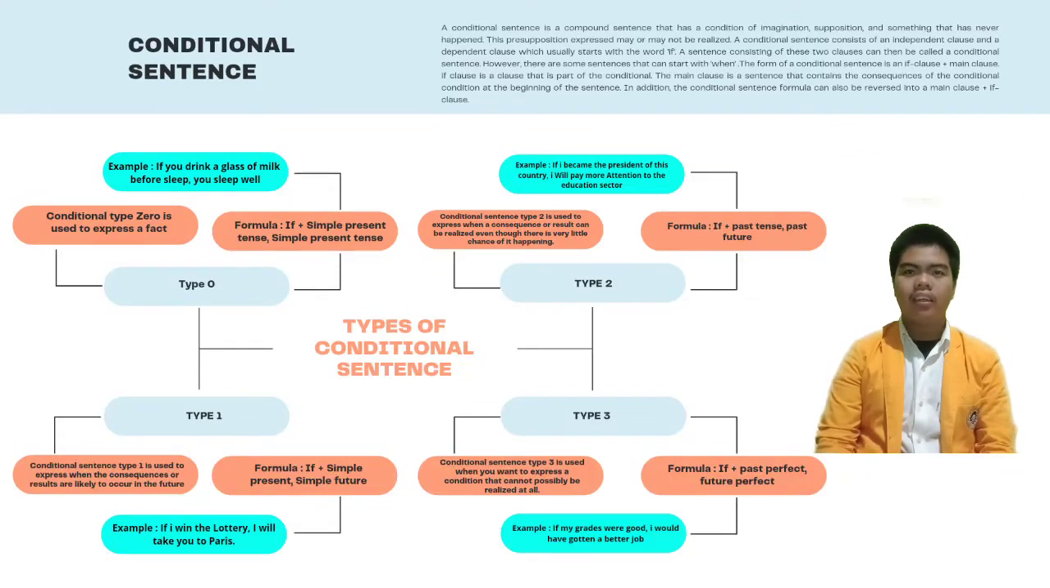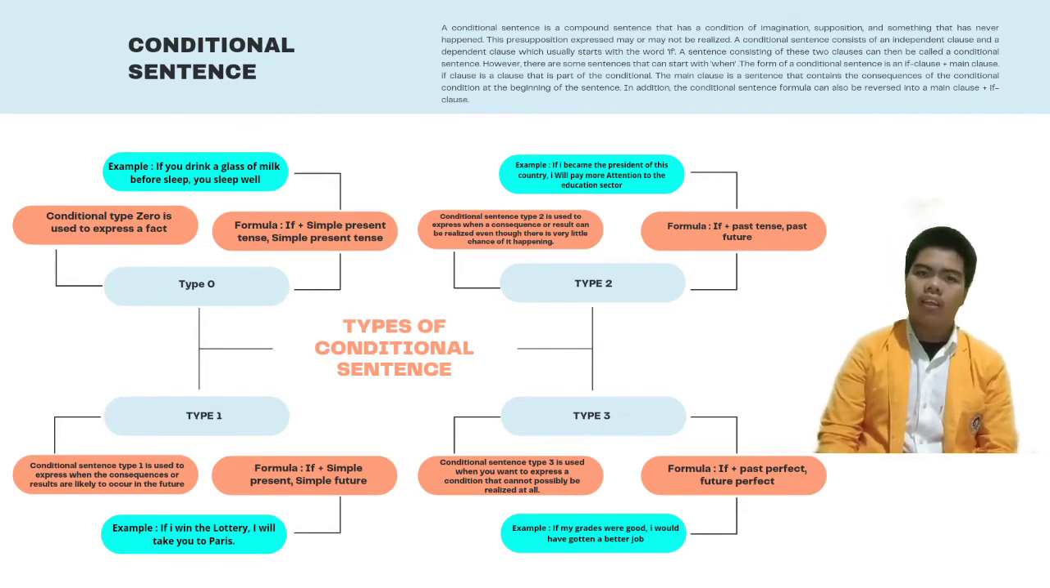A conditional sentence is a compound sentence that has a condition of imagination, supposition, and something that has never happened. This supposition expressed might or might not be realized. A conditional sentence consists of an independent clause and a dependent clause, which usually start with the word if. A sentence consisting of these two clauses can then be called a conditional sentence.